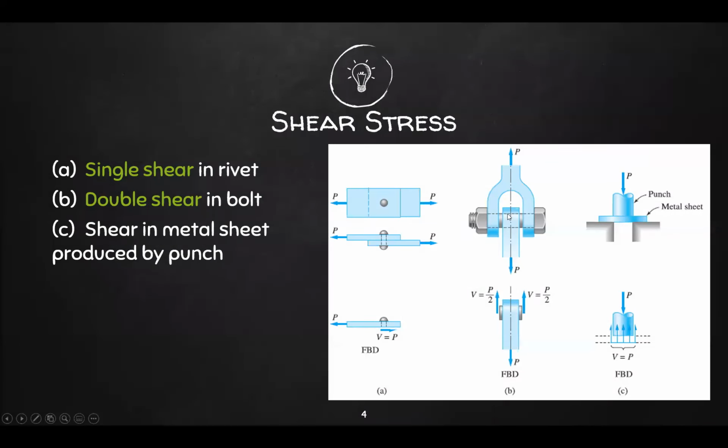For further discussion, we have three types of stress commonly found in structures. First is your single shear in rivet, double shear in bolt, and then shear in metal sheet produced by punch. Let me try to draw what that means.